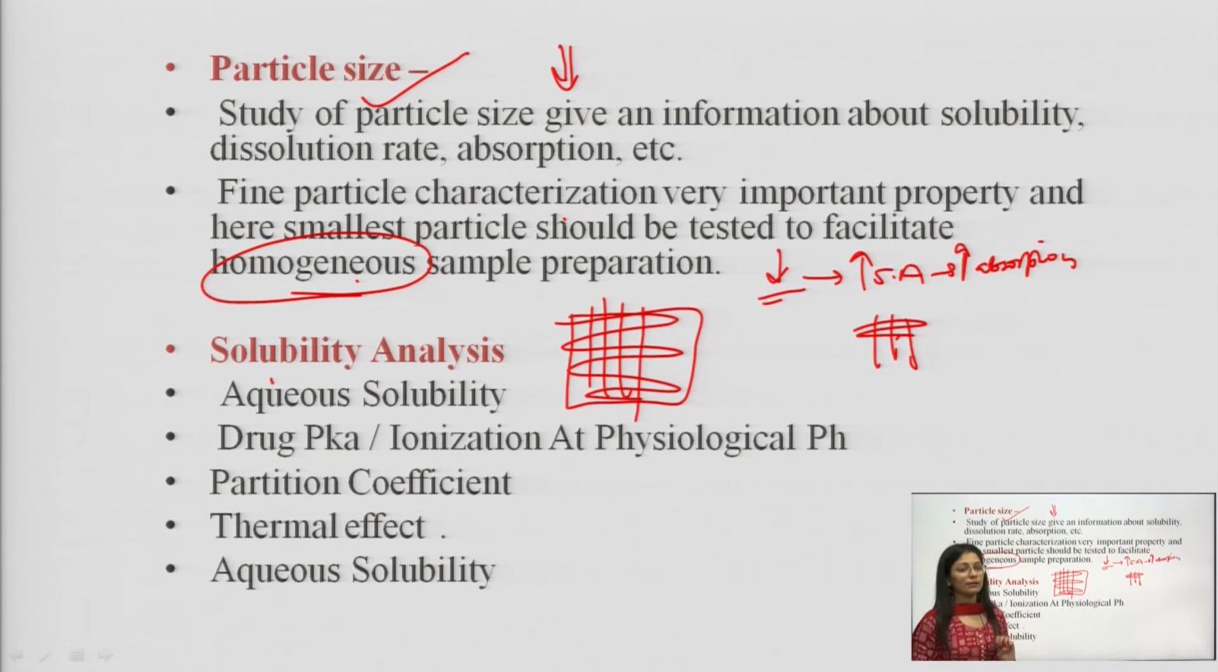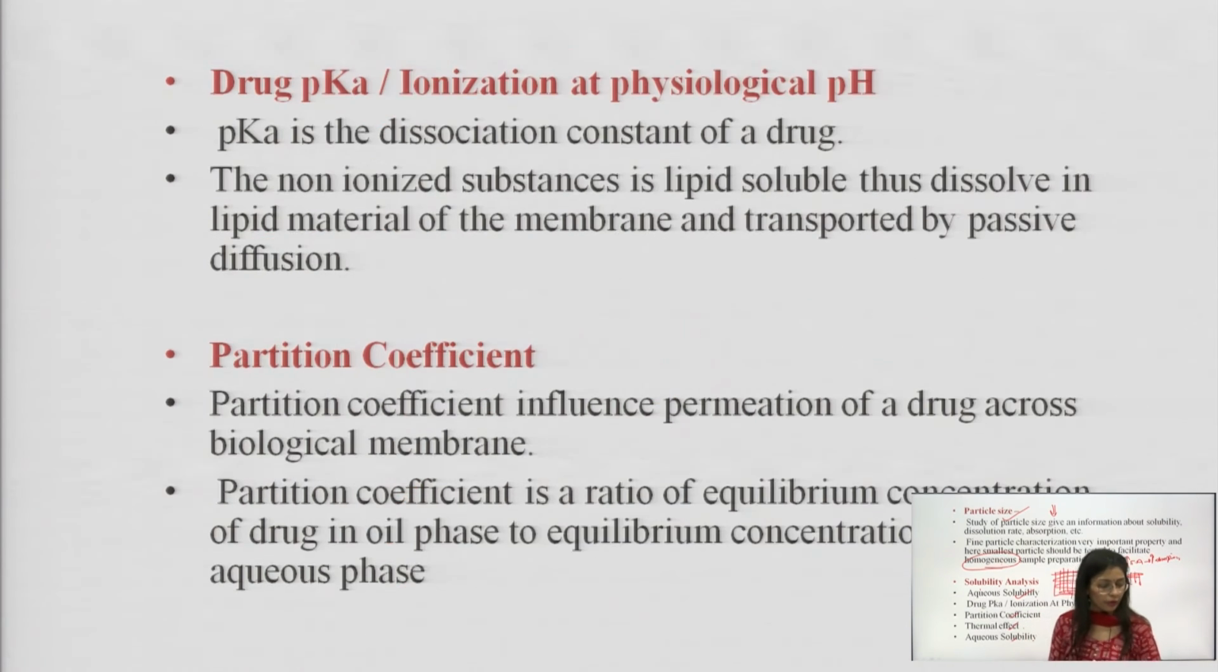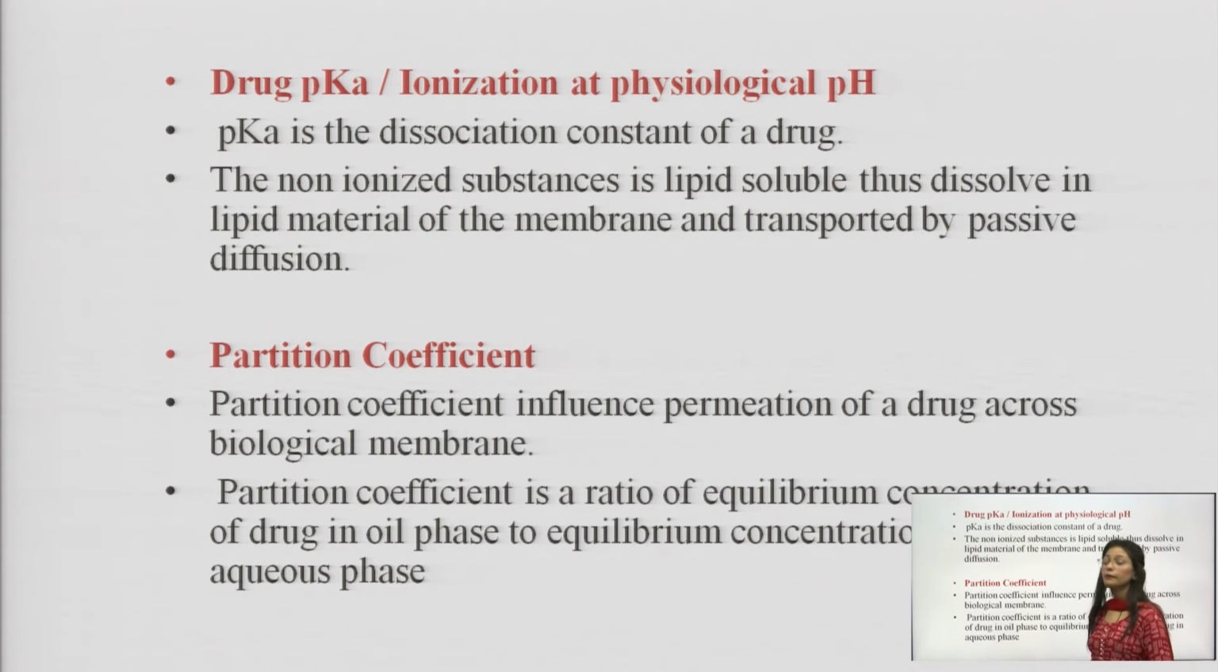Next is solubility analysis. In solubility analysis, you can see aqueous solubility, drug pKa, partition coefficient, thermal effect, and aqueous solubility. We are going to learn all of it right now. Number 1, moving on, drug pKa, ionization at physiological pH. pKa is called the dissociation constant.